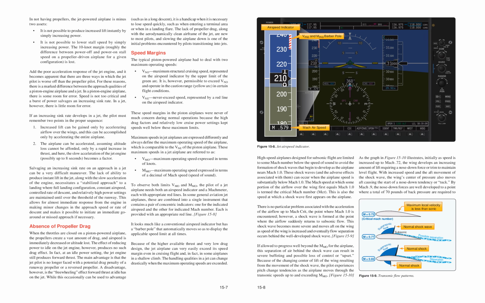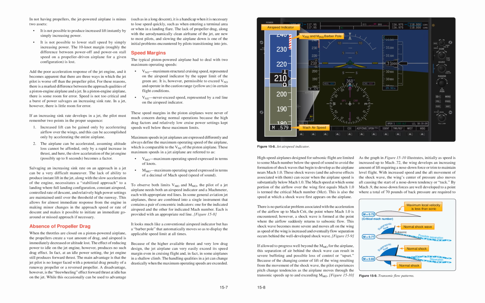Absence of propeller drag. When the throttles are closed on a piston-powered airplane, the propellers create a vast amount of drag, and airspeed is immediately decreased or altitude lost. The effect of reducing power to idle on the jet engine, however, produces no such drag effect. In fact, at an idle power setting, the jet engine still produces forward thrust. The main advantage is that the jet pilot is no longer faced with a potential drag penalty of a runaway propeller or a reversed propeller.